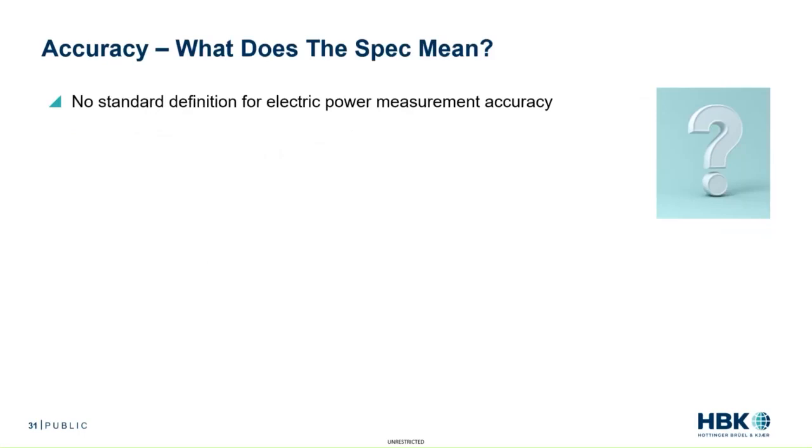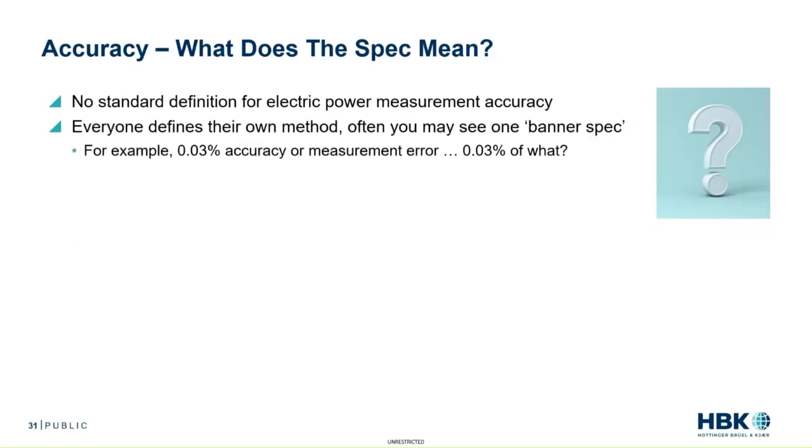So there's no standard definition for electric power measurement accuracy. In fact, every manufacturer defines their own method. Often you may see one banner spec, for example, 0.03% accuracy or measurement error. But then you need to ask yourself, okay, 0.03% of what? I mean, is that of voltage? Is that current, power, DC only or AC? And at what frequency?